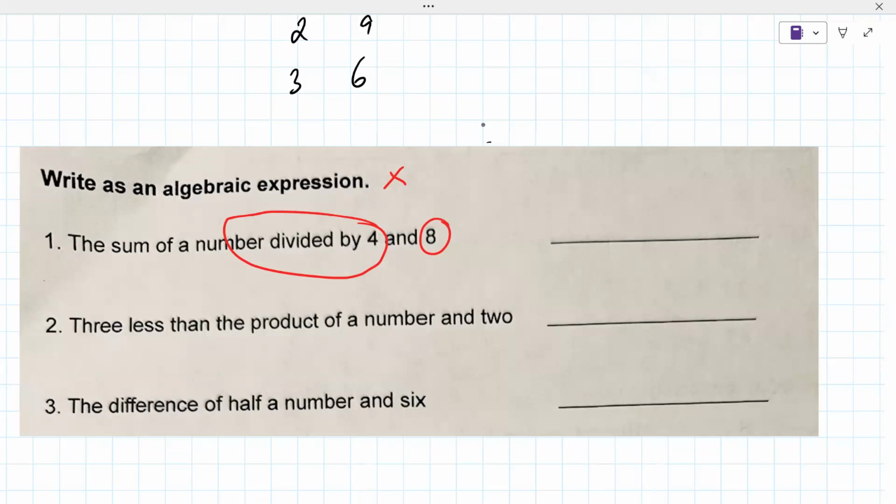I just did 4 divided by x plus 8, or x divided by 4 plus 8. Let me write down something. Is this what you have, or does yours look different than that? Yeah, that's what I have. Okay, that's good, because I don't want to focus on how you say it as much as what you write down. All right, very good. So let's have you try the next one.